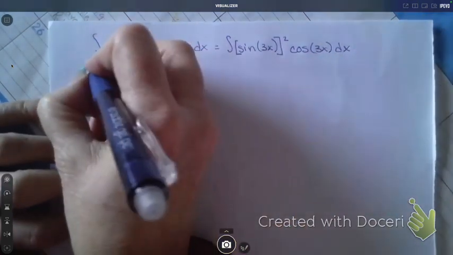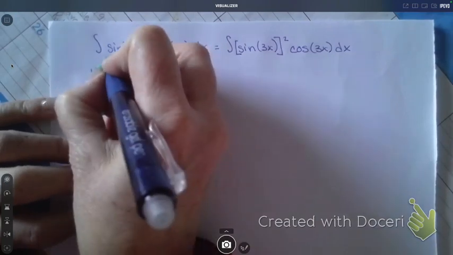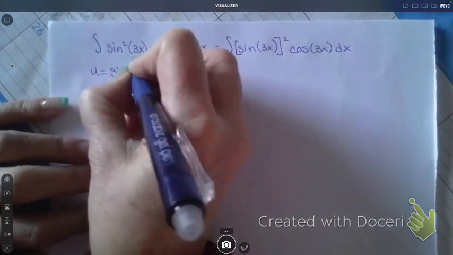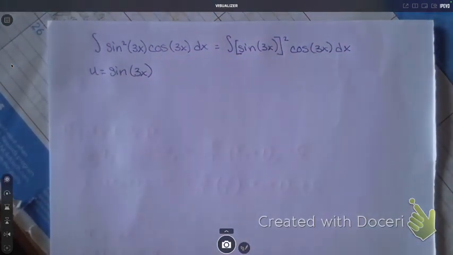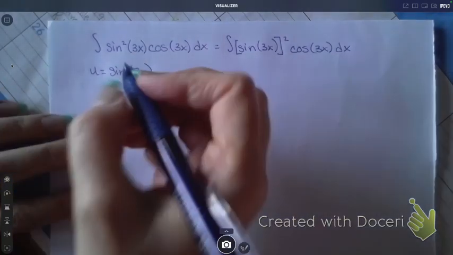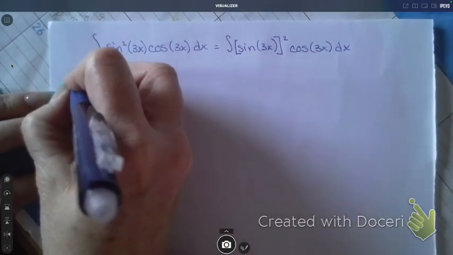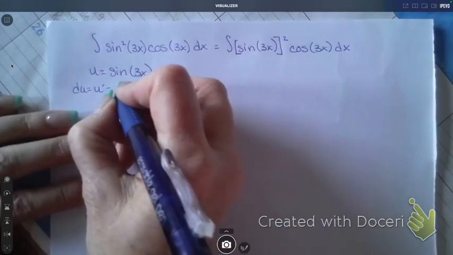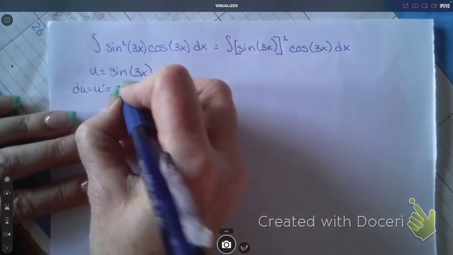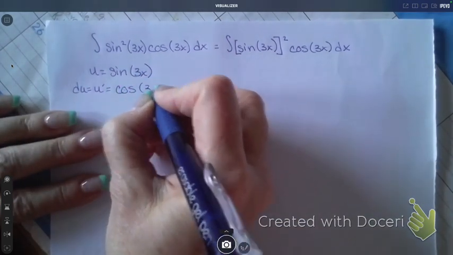So what is u then? Sine of 3x. We said it, didn't we? Yeah. But then we didn't do it. Okay, so that means du, u prime, is what? Cosine of 3x.